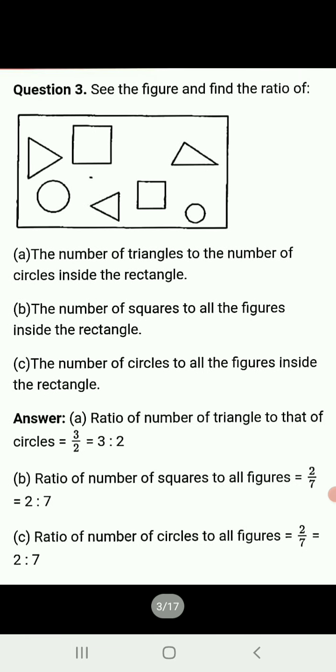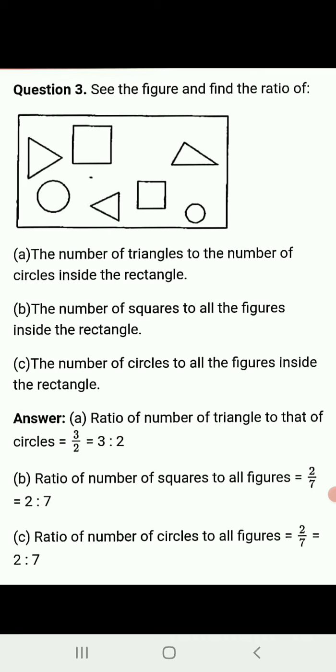Now see the figure given there and you should find the ratio. The number of triangles to the number of circles inside the rectangle. So how many triangles are there? 3. How many circles are there? 2. So 3 by 2, which can be written as 3:2. Question B. The number of squares to all the figures inside the rectangle. So first, how many squares are there? 2.